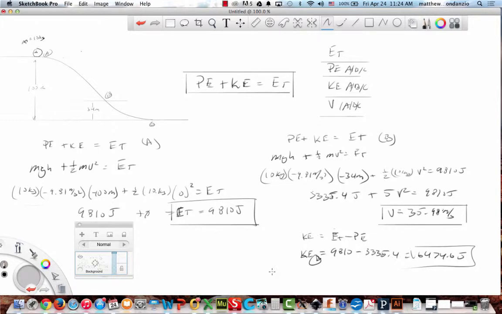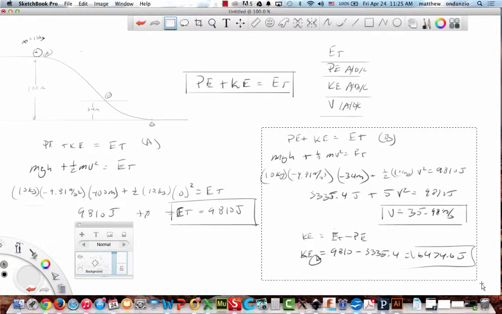That's what I'm asking you to do, just fill in the table. I asked you for A, B, and C. So we have the velocity at A, the velocity at B, the KE at B, the PE at B, and the KE at A and the PE at A. We have all of those. We don't have C now. Let's do C.